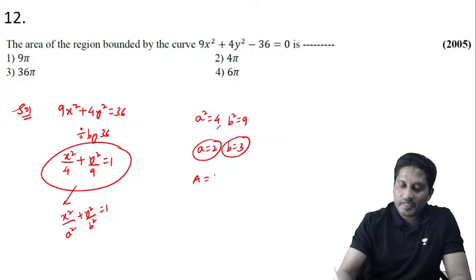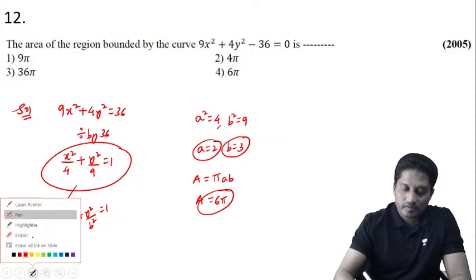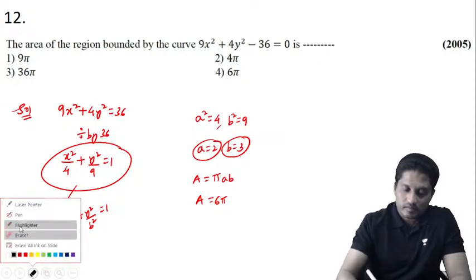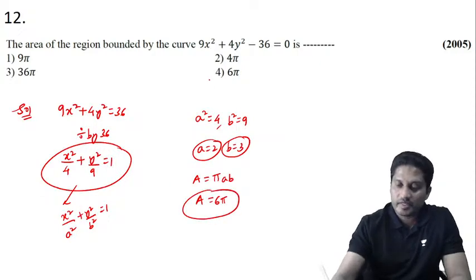Area is equal to pi ab, right? Area of an ellipse is pi ab. So if I multiply, I'll get 6 pi. That is 6 pi square units. Alright, area is 6 pi square units. Answer is option D.